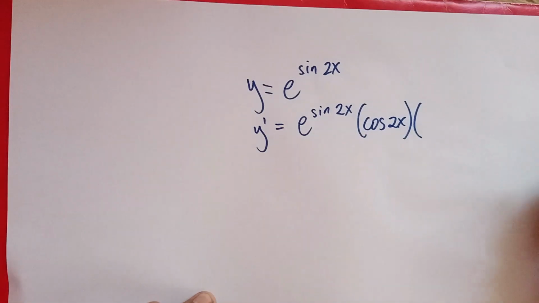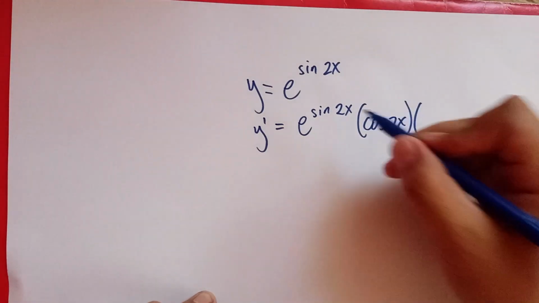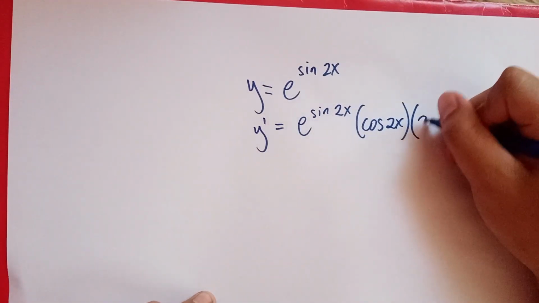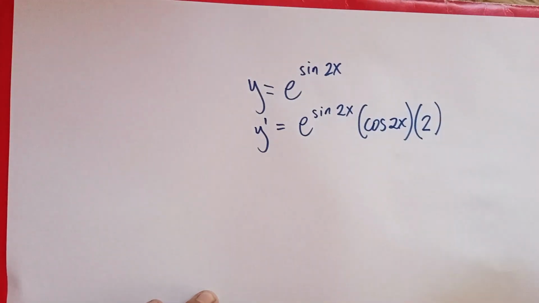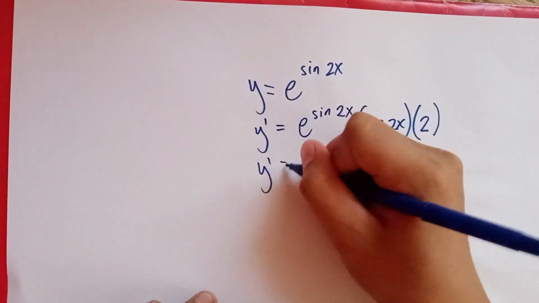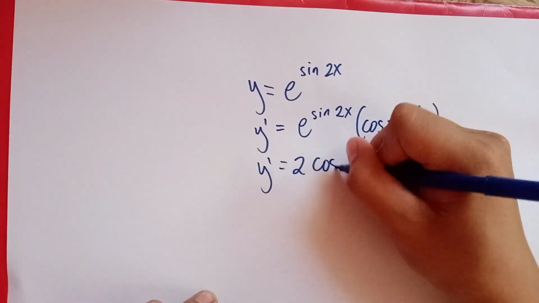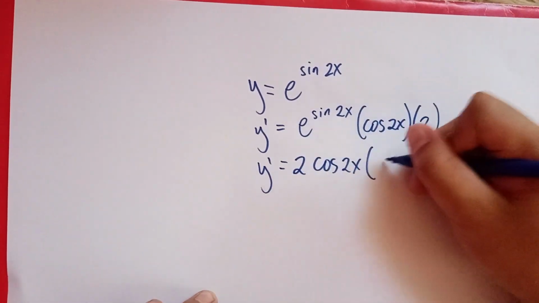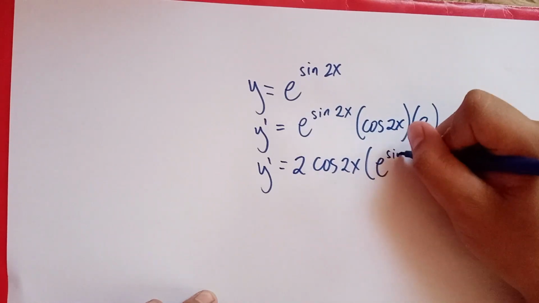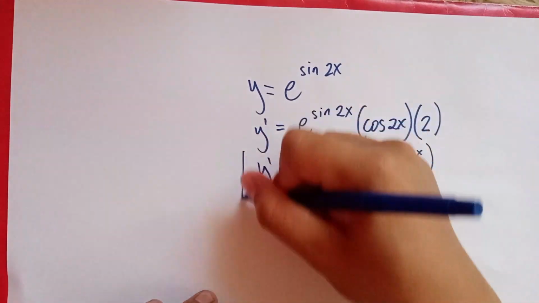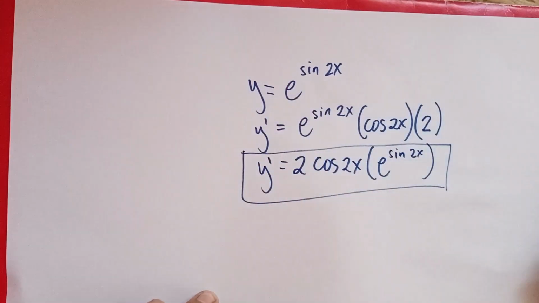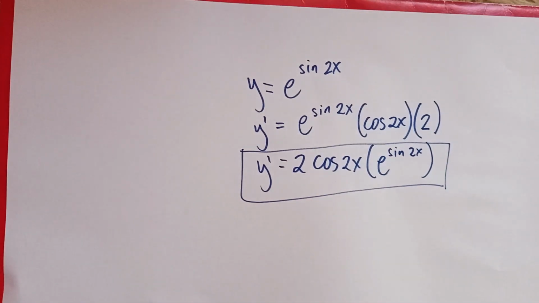But, pwede pa natin kunin yung derivative ng 2x using the chain rule. So, kukunin pa natin yung 2x. So, what is the derivative of 2x? That is 2. Okay, and then simplifying, we have now y prime is equal to 2 cosine 2x times e raised to sine 2x. So, ito po yung sagot mga boss using the chain rule. Okay, another example tayo mga boss.